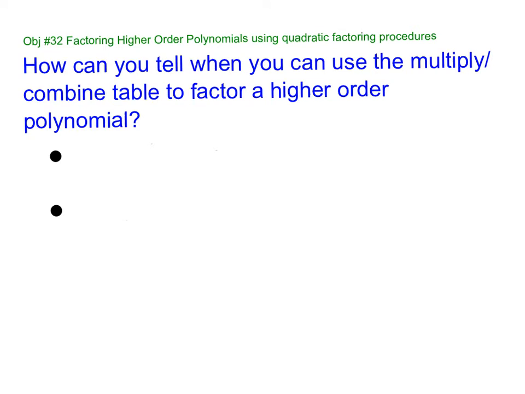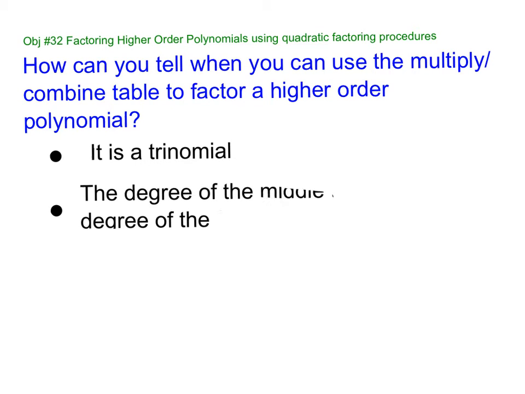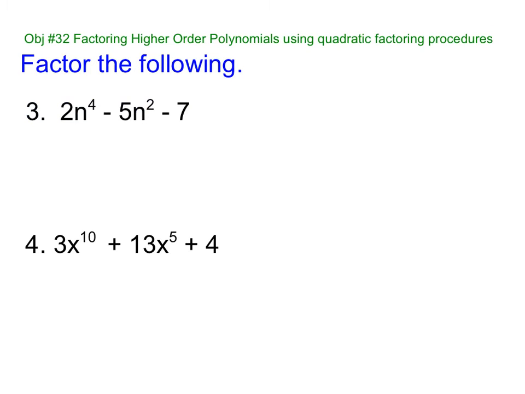Okay, so to recognize when this is possible using this method, it's a trinomial, and the degree of the middle term is exactly half the degree of the first term. That has to happen, otherwise we're going to have some other method that we'd have to use.